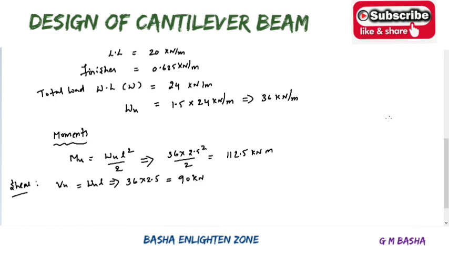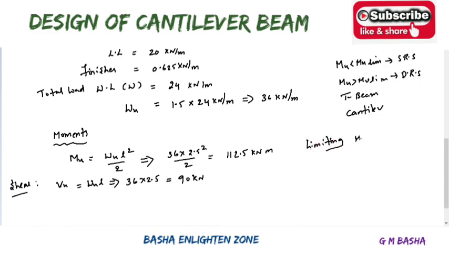So already we know one condition. If Mu is less than Mu limit, we design the problem as a singly reinforced section. If Mu is greater than Mu limit, we design it as a doubly reinforced section, but for a T-beam the concept will be different. Here for the cantilever also, first check whether Mu is less than Mu limit or greater than Mu limit.